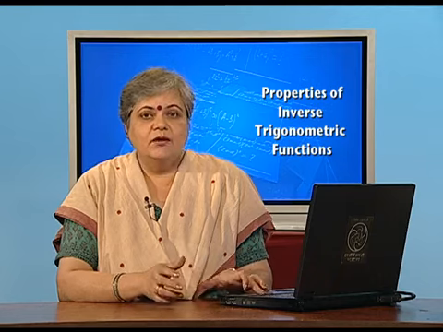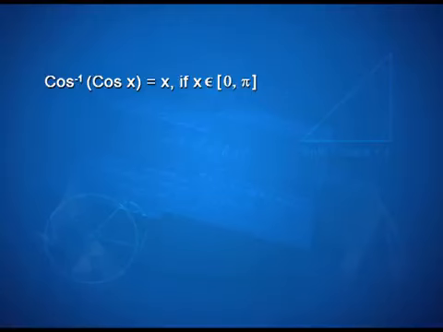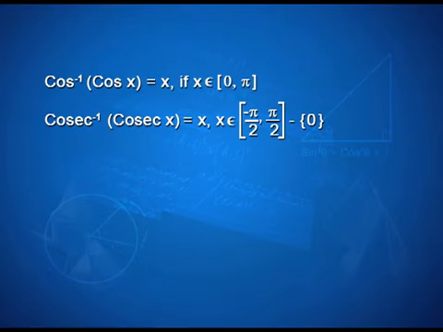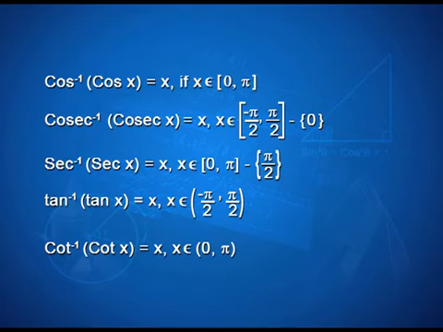So, take a quick look at what we have here. Cos inverse of cos x is x only if x belongs to the closed interval 0 to pi. Cosec inverse of cosec x is x when x belongs to the closed interval minus pi by 2 to pi by 2, not including 0. Similarly, for the other 3 inverse trigonometric functions, you have the conditions defined.